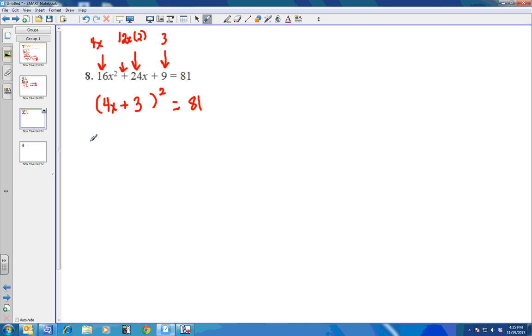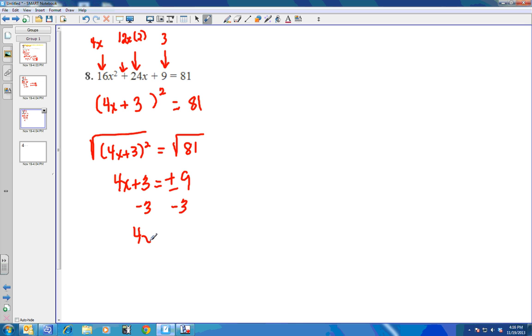To solve this, I'm going to take the square root of both sides. Square root of something squared is that something. Square root of 81 is plus and minus 9. So now I'm going to solve for x. So I have to subtract 3 first. So I have 4x equals negative 3 plus or minus 9.